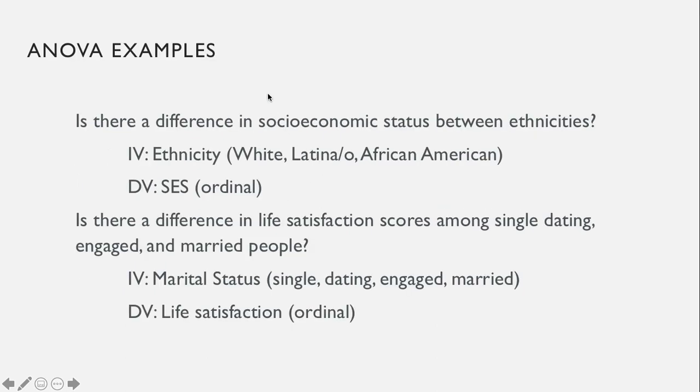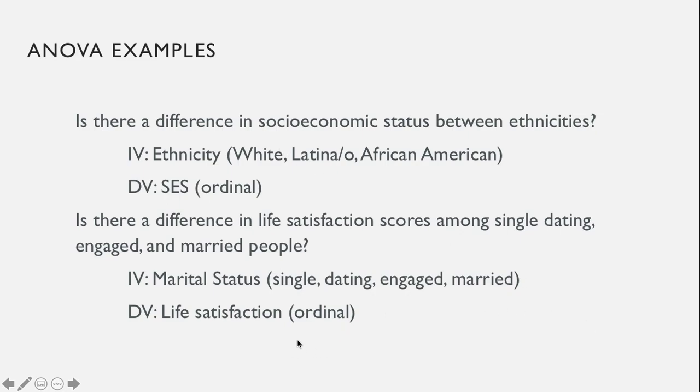So here are some examples. Is there a difference in socioeconomic status between ethnicities? So the independent variable, the categorical variable, is white, Latino, African American, and then the dependent variable, again continuous, is SES. So they're wanting to see if the mean SES level is different depending on the group.